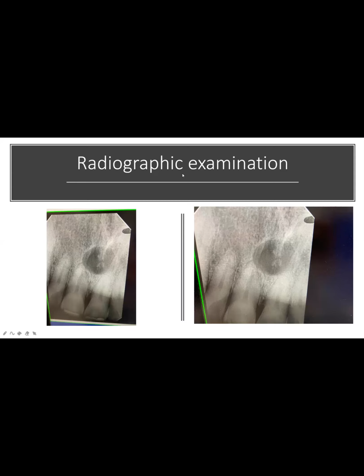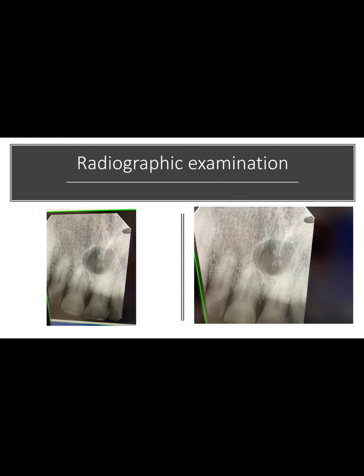Okay, Nisreen, describe the lesion. Yeah, it's a well-defined radiolucent area between the 2 centrals. Right. So what's the first thing you're going to do? Vitality test. Teeth are vital. Teeth are vital. Yes. Okay.